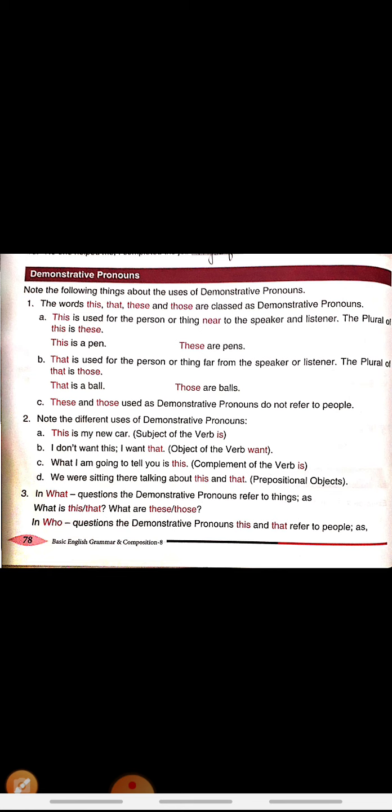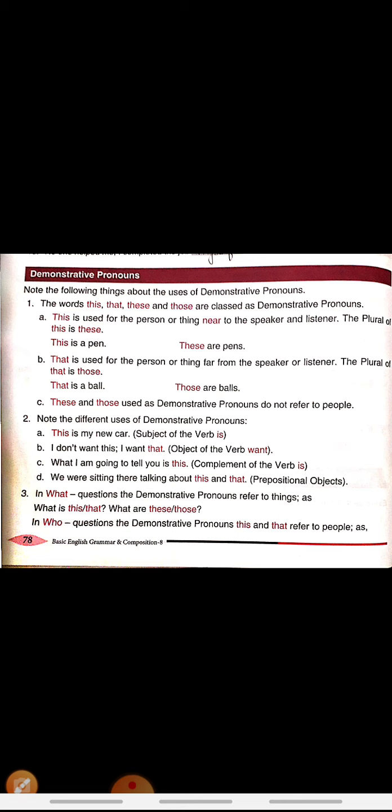Now we use this and that for asking questions also. In what questions the demonstrative pronoun refers to things. Now, what, as I told you, is used for things, which is used for a specific person or thing, and who, whom, and whose are used for persons only. Okay, and see now, what is this and that, what are these and those. These we use for asking questions about things only.